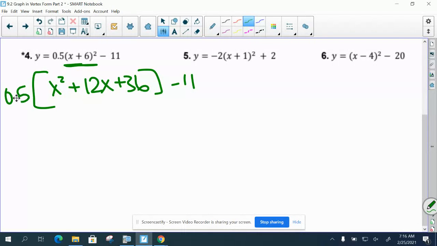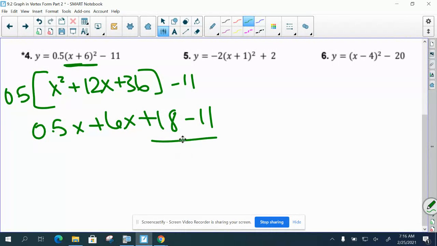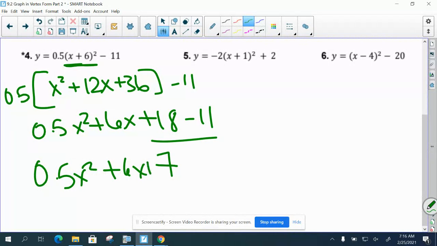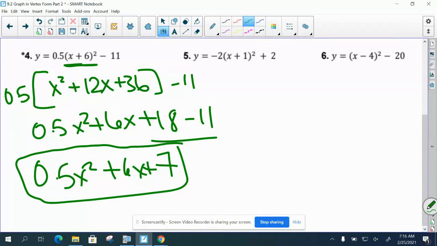Okay, so then you're multiplying by 0.5 or 1/2, so you do 0.5x squared plus 6x, and then plus 18 minus 11. 18 minus 11 is 7. So you get 0.5x squared plus 6x plus 7. Okay, so pretty easy.